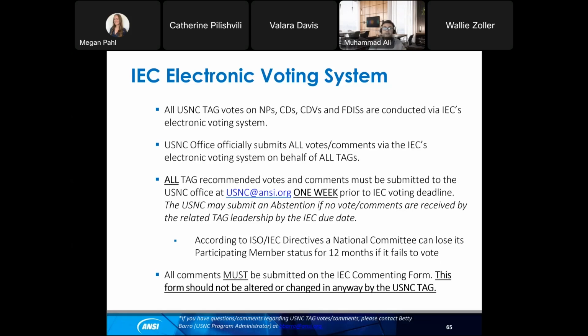And if we are participating, we are a listed P member on the IEC technical committee, we are required to participate actively, required to vote, in order for us to maintain our voting rights. If we don't, then we can lose our voting status and become an O member. All comments, as I noted earlier, should be submitted using the IEC comments template and should be submitted to the USNC office for submission. With that, I wrap up this section and am happy to take any questions on this section.